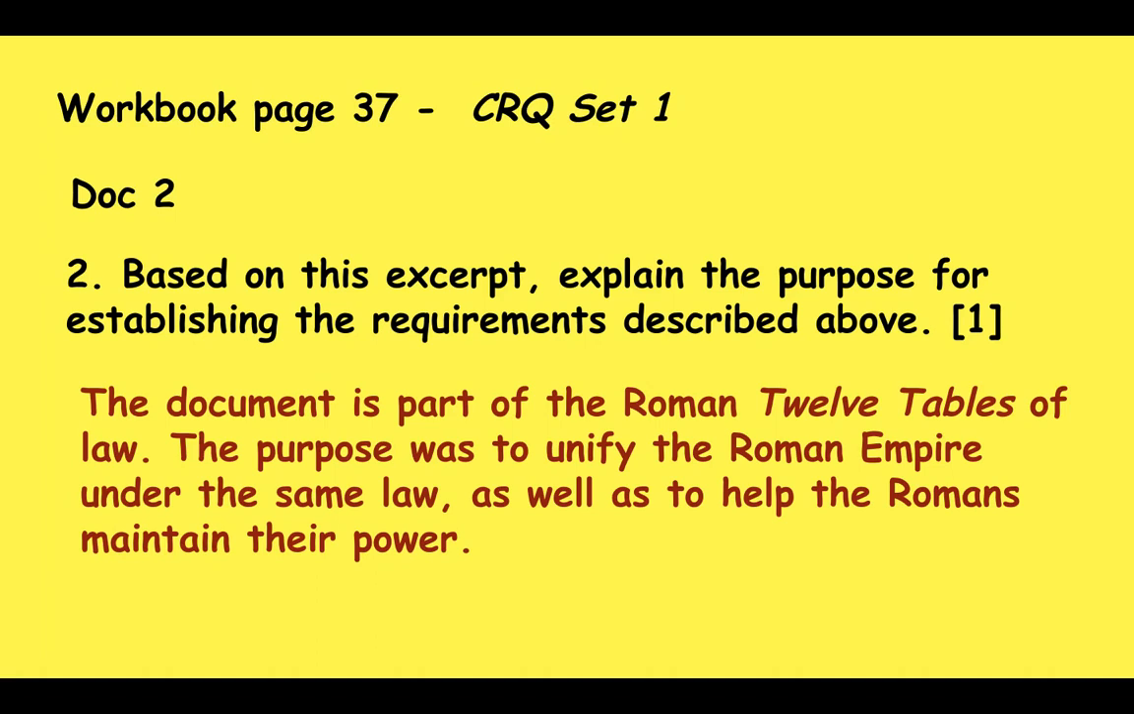These excerpts are to make sure that all citizens within the Roman Empire understand what they can and cannot do. This law was a way of unifying the empire and creating order and stability within the large empire. There's so many things. So again, your answer might not be the same as mine, and that's okay as long as your answer is logical and makes sense. All right.